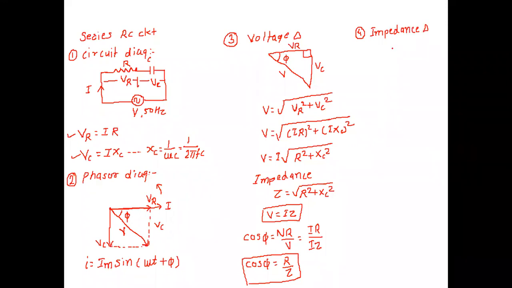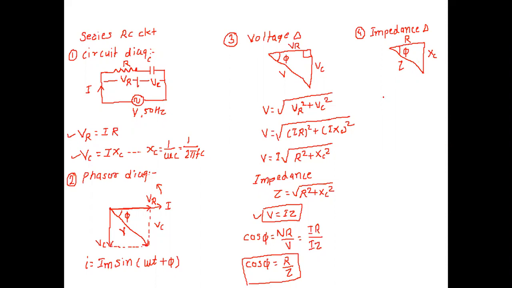Now once again, I just consider the same triangle here. See that? This horizontal line represents VR, the opposing part to the current, which is nothing but R. So this side represents R. The vertical line represents VC, the opposing part to the flow of current, which is nothing but XC. And the hypotenuse will represent V, the opposing part to the flow of current, and this is the phase angle phi as it is.